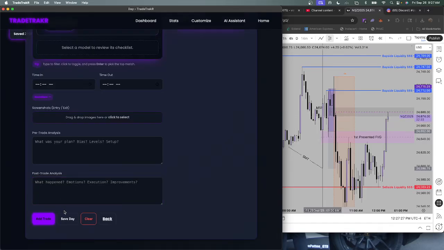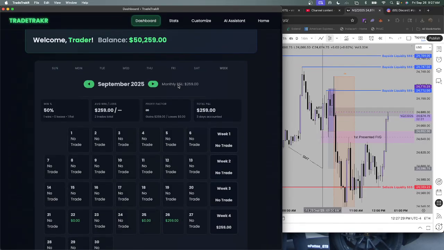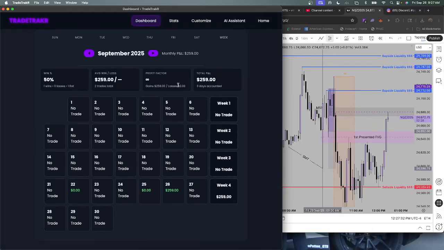Save that day. Oh, I have to add it and then it saves. Okay, so there we go. Trade is logged.